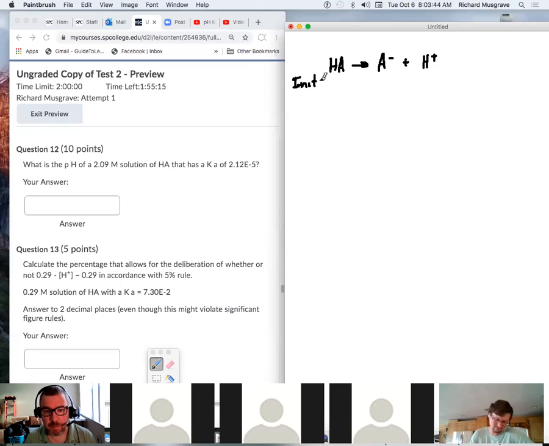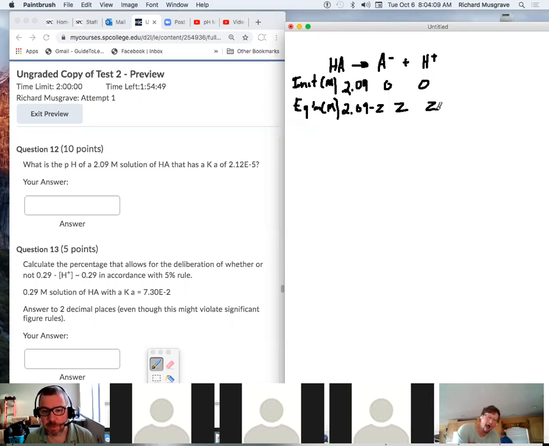So we set this up the same way as we've been setting up all these other problems. So we have the initial molarity, we'll have the equilibrium molarity. We've got 2.09 for the initial, 0 and 0 for the A minus and the H plus. And then after a certain time, it'll be 2.09 minus Z, and A minus will become Z and H plus will become Z. Now, obviously, I'm just looking for an answer here, so you don't have to show all the work, but I'm going to go through and show the whole thing here.